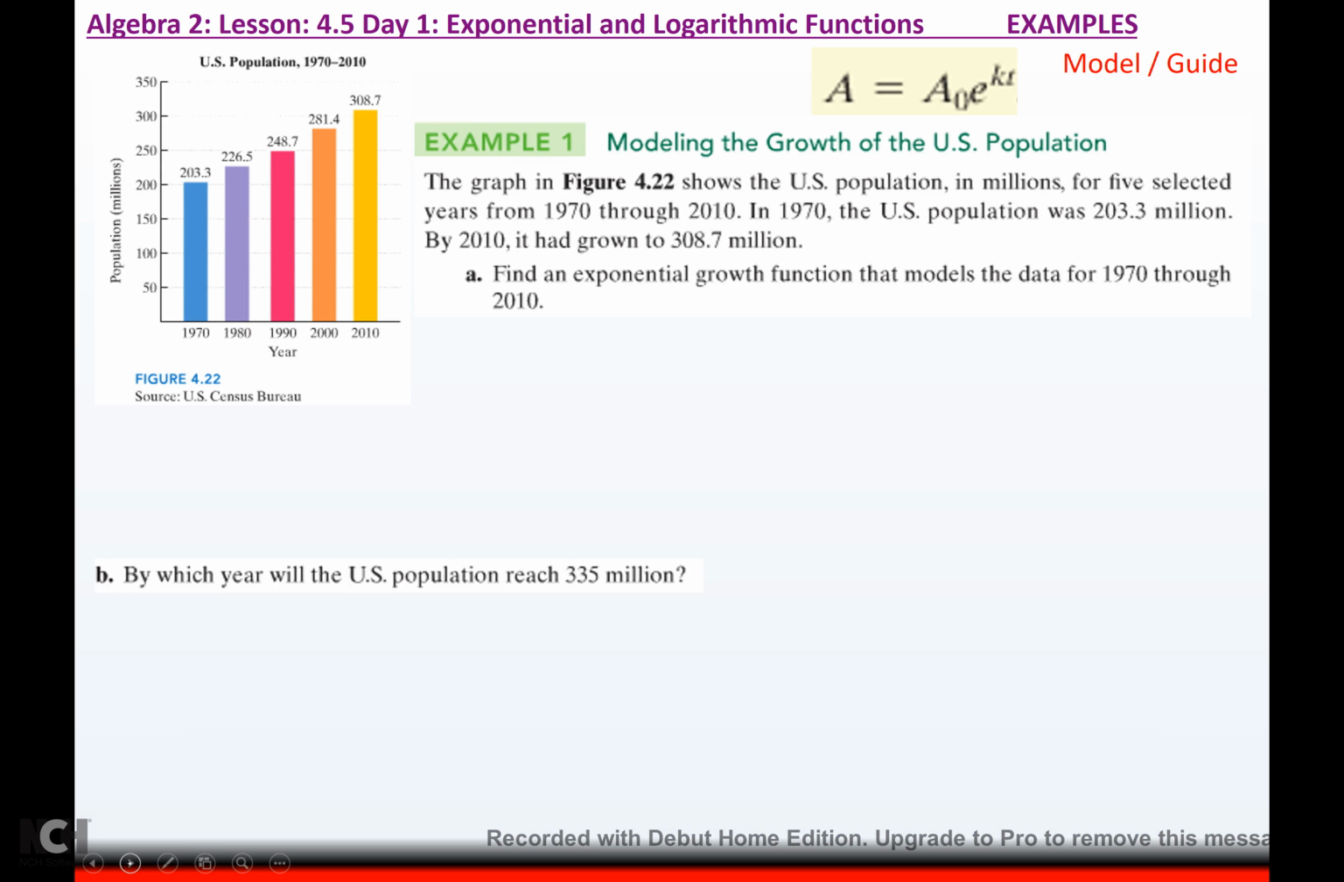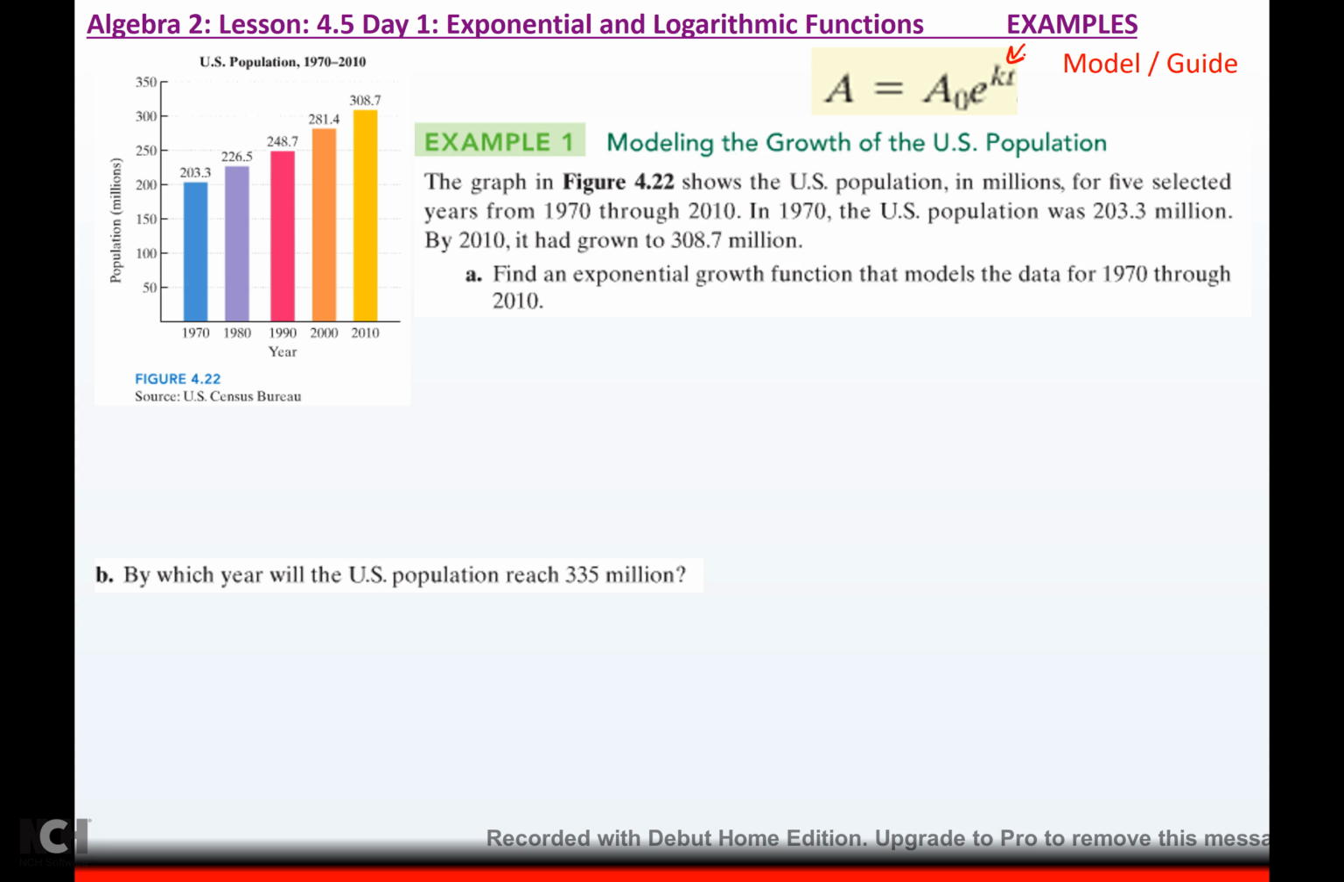It says the graph in figure 4.22 shows the U.S. population in millions for 5 selected years from 1970 through 2010. In 1970, the U.S. population was 203.3 million. By 2010, it had grown to 308.7 million. Find an exponential growth function that models the data for 1970 through 2010. What they mean is we have to figure out the rate at which this function is increasing.